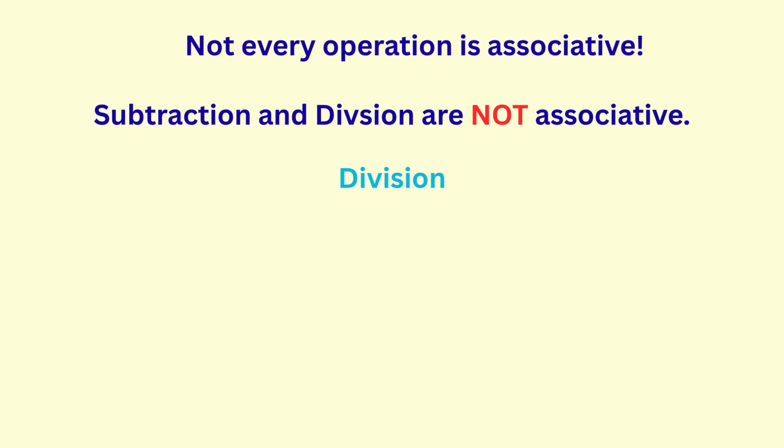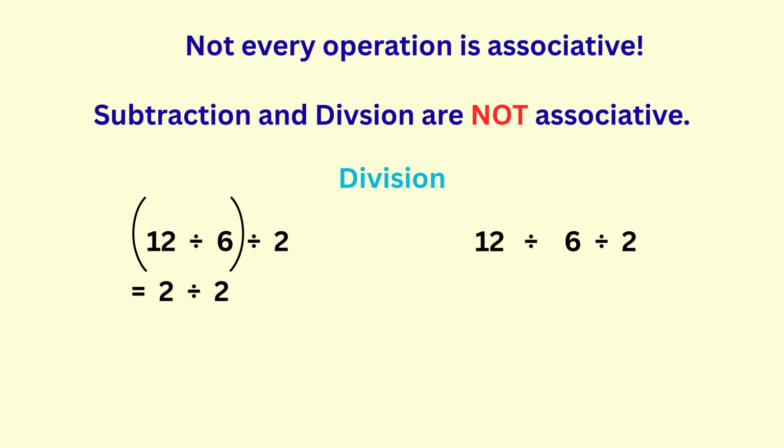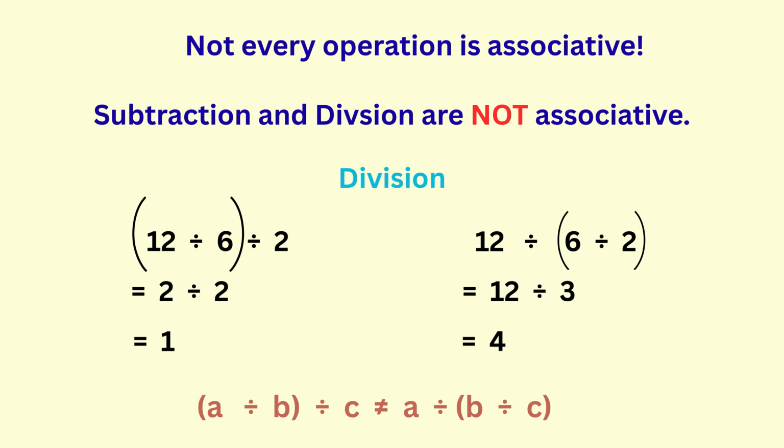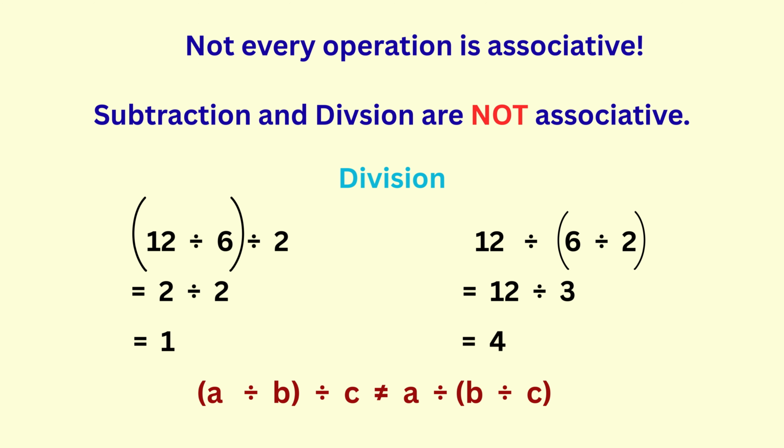Hence, we can clearly see that subtraction is not associative. Division is not associative for the very same reason. If we group the first two numbers, we'll get 2, and 2 divided by 2 is 1. However, if we group the last two numbers, we'll get 3. Now 12 divided by 3 is 4, a different result. So division is not associative, since grouping the first two numbers gives a different result from when the last two numbers are grouped.